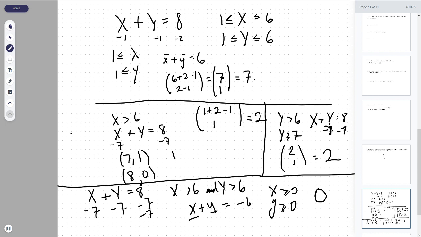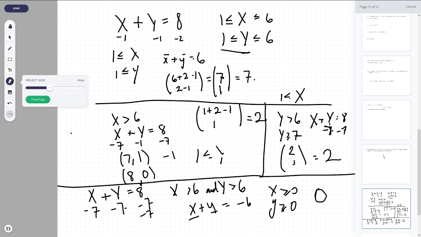Oh, I see what I've done wrong here. We still have to subtract off 1 from this, because we still have 1 is less than or equal to y here, and still 1 is less than or equal to x here. So we actually have to subtract off another 1. As it turns out, we don't get this.